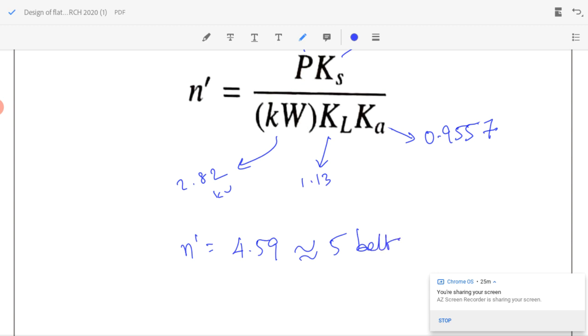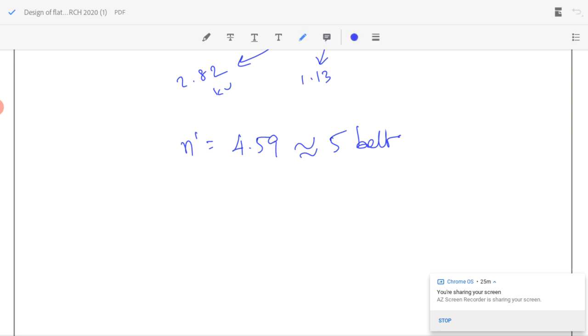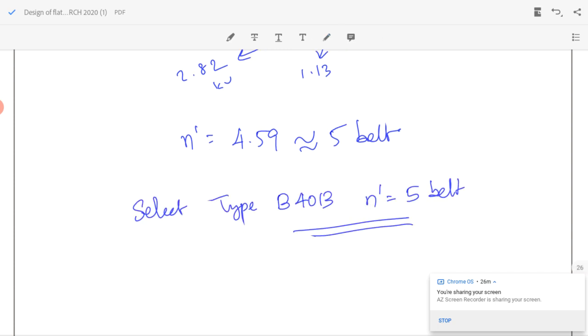So the inference will be: select type B, length 4013 mm with N dash equal to 5 belts. This completes our design of V belt.